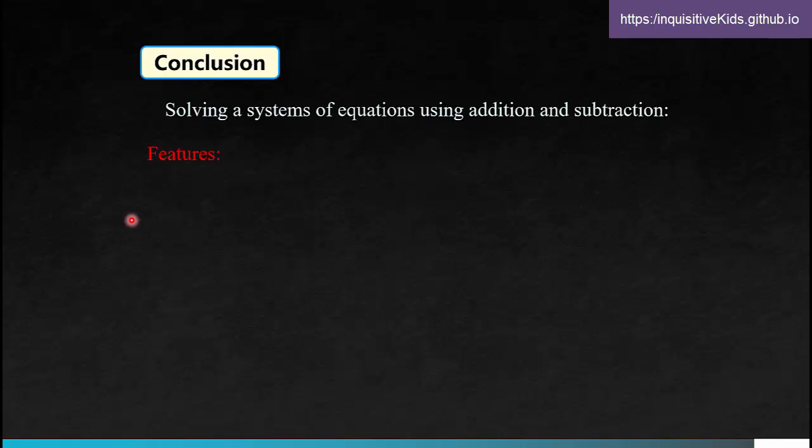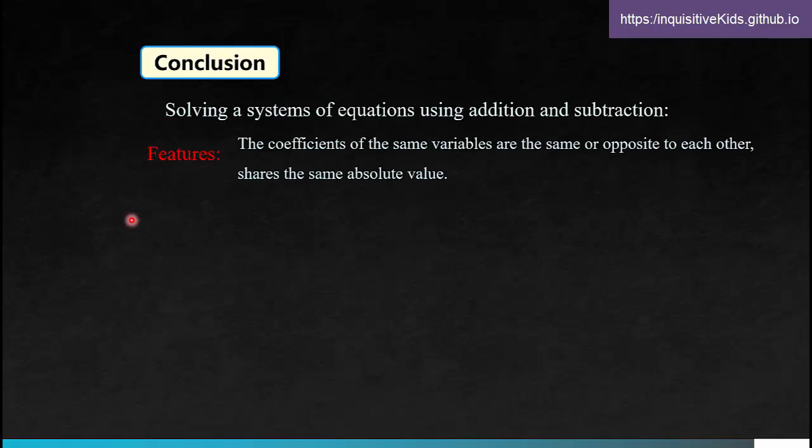Here are the general steps for solving a system of equations using addition and subtraction. So here are the features. The coefficients of the same variable are the same or opposite to each other and share the same absolute value. So this is something that should start hinting you towards using addition and subtraction of equations to solve your system of equations, because the coefficients either are the same or are opposite, so they have the same absolute value.